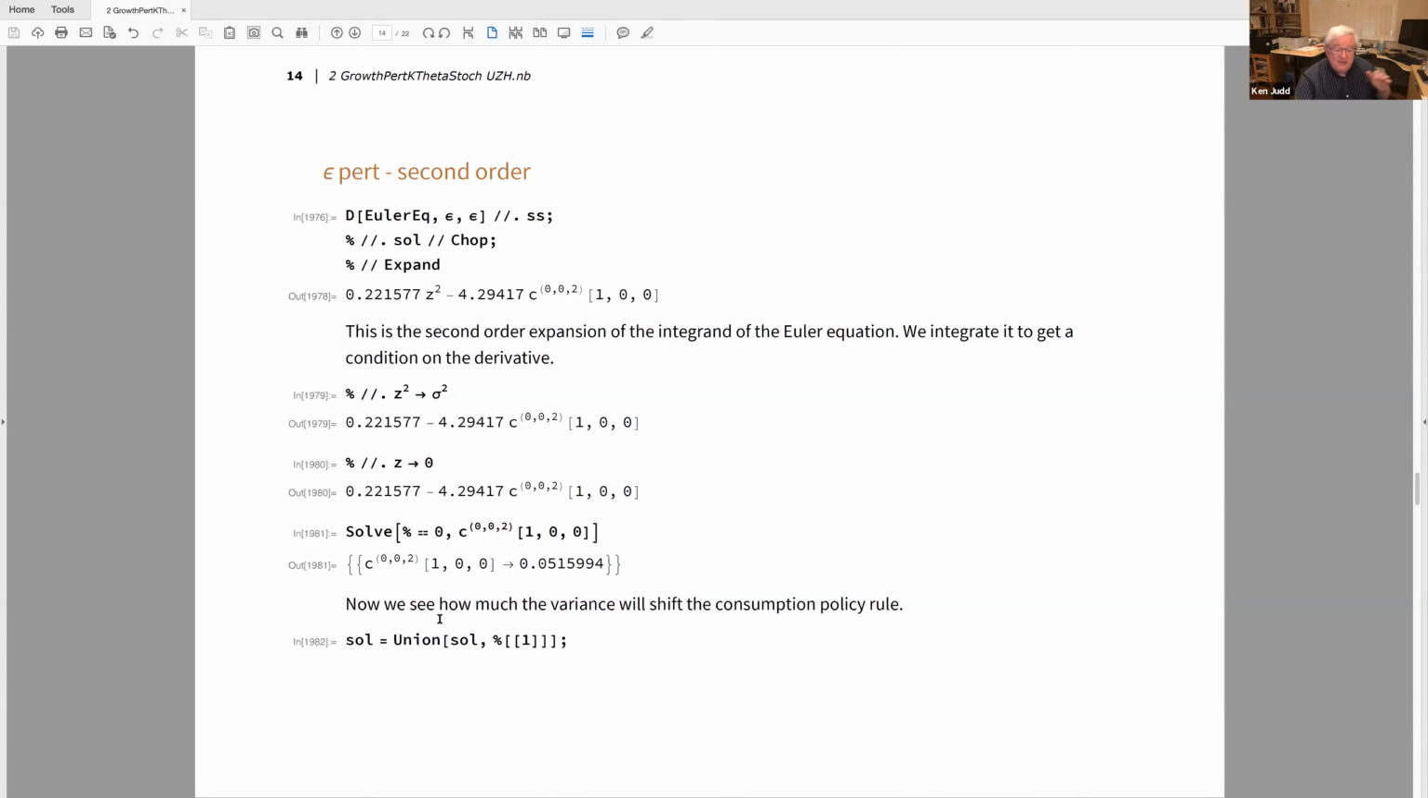So what does this term do? This says that the whole consumption function is going to move by 0.05 per unit of variance. That's what this says. It's going to change the whole consumption function by a unit shift.